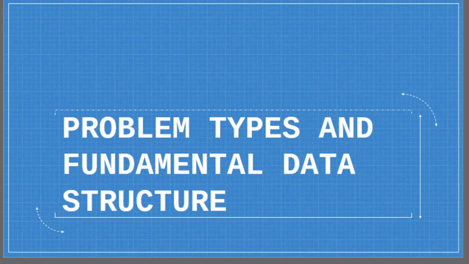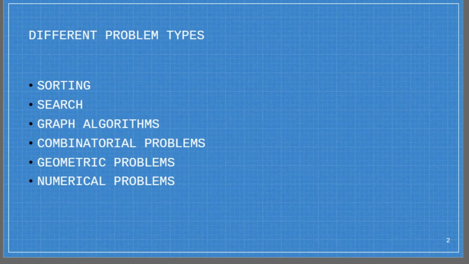So hello everyone. This is lesson 2 of Design and Analysis of Algorithms, and we are going to talk about problem types and fundamental data structures. In this lesson we will be talking about different problem types so that you will know how you can solve a certain problem. We have the sorting problem type, the search, the graph algorithms, the combinatorial problems, geometric problems, and numerical problems.